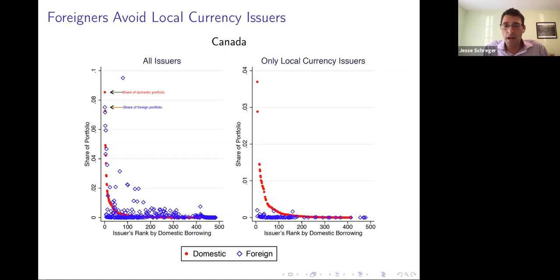So the largest local currency only issuer accounts for more than 3% of Canada's domestic bond portfolio, Canadians investing domestically. But when you see all those blue diamonds, the foreign portfolio just at zero, what that means is that all the Canadian firms that are borrowing only in Canadian dollars are essentially not getting bond finance from foreign investors. And so the firms that are borrowing only in Canadian dollars are essentially only getting domestic bond finance.